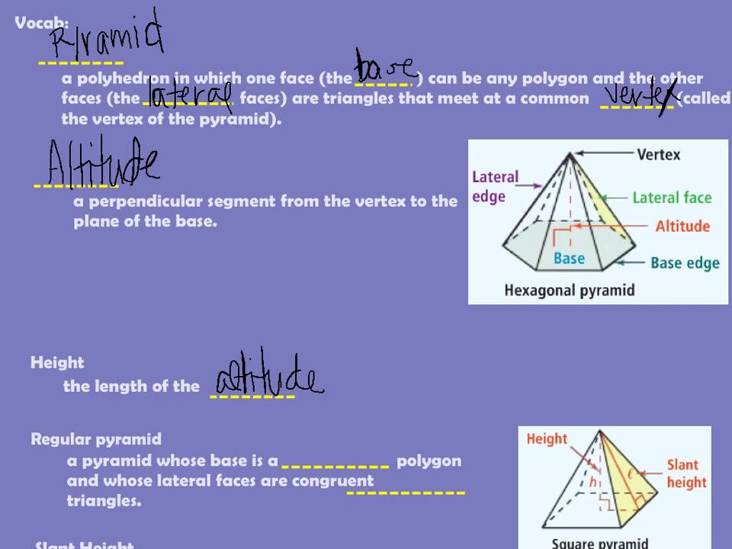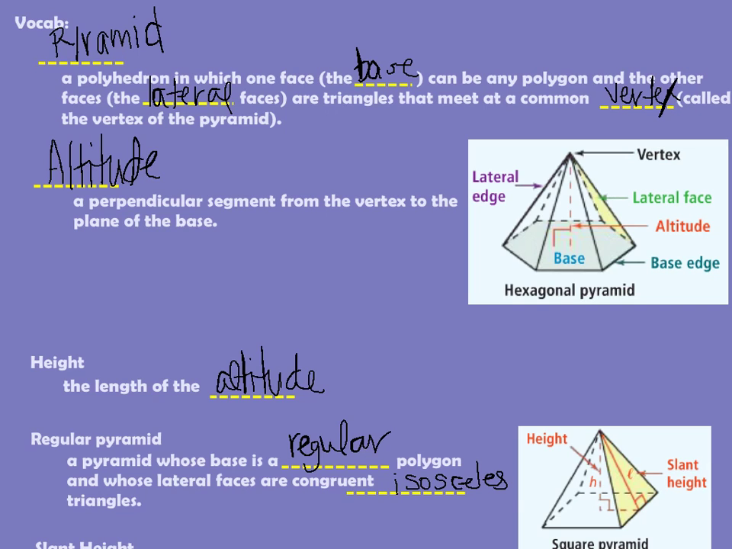And last vocab, a regular pyramid is a pyramid whose base is a regular polygon and whose lateral faces are congruent isosceles triangles. Not supposed to say isosceles. Let me try that again. Isosceles.